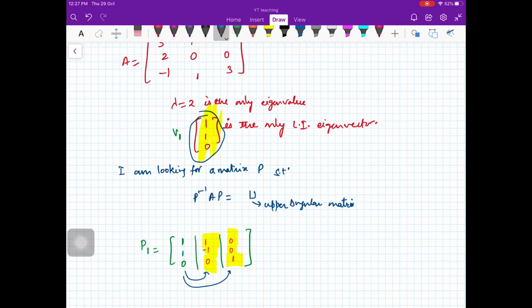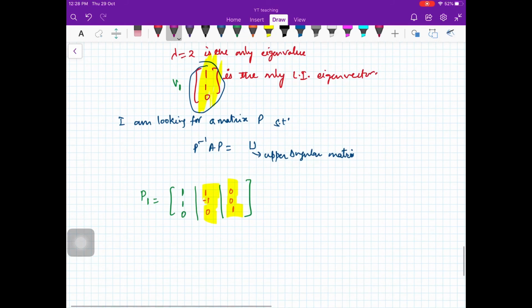Obviously these are not the unique vectors. You can write something else here. You can write 2, -2. Here also you can write 3. So this is your choice. You can write your own vectors. So I have chosen this as my P1, right?